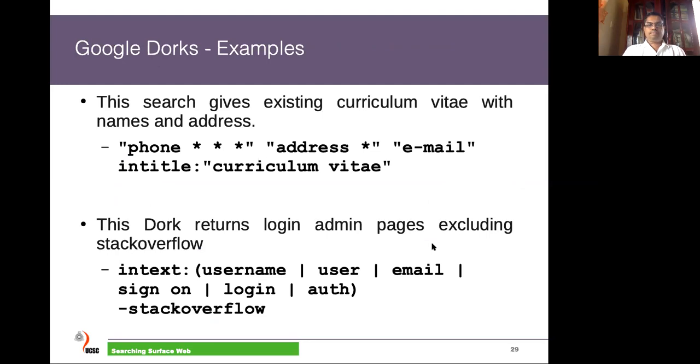For example, let's say you want to find some people's phone numbers, addresses, emails. Most people publish that information in their curriculum vitae. When they publish their curriculum vitae or CVs, the title is the same. So I build a query: intitle curriculum vitae will return all the curriculum vitae. If you want to find the curriculum vitae which has phone, address and email, you can run this query. In case you want to limit that to Sri Lanka, you say site:lk.